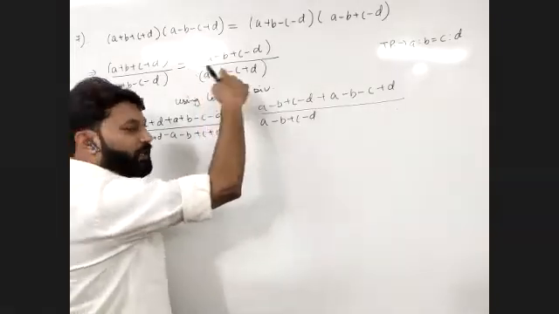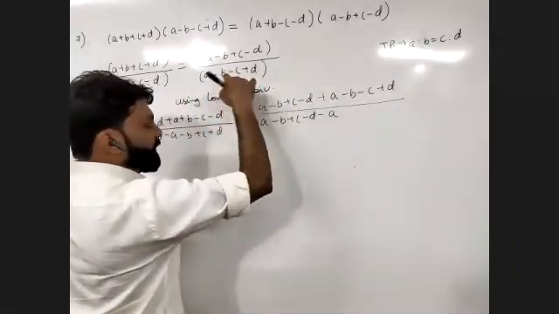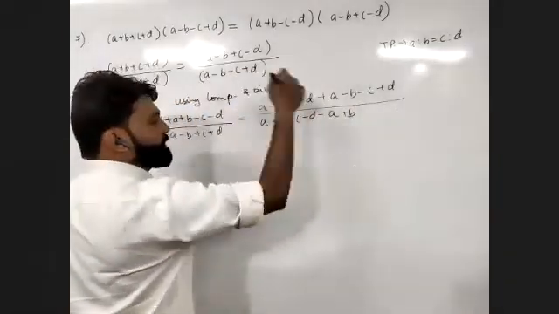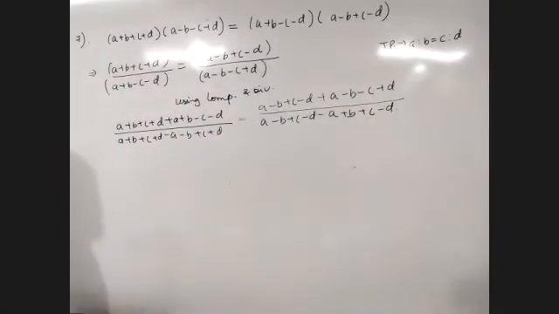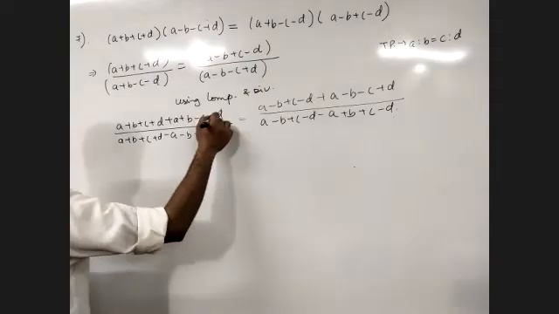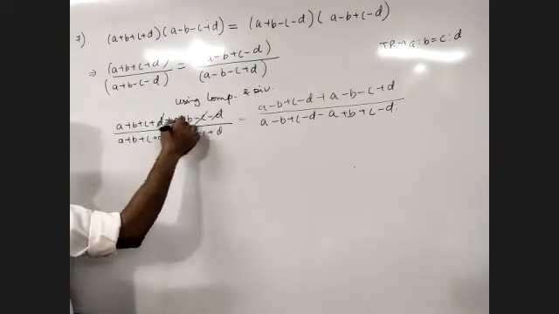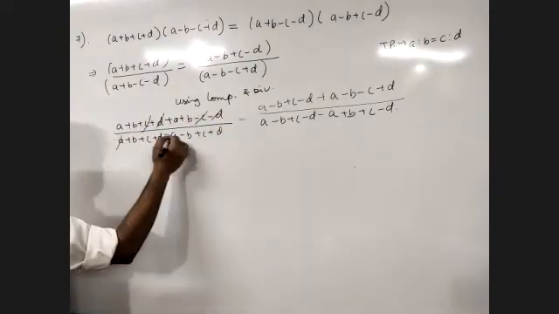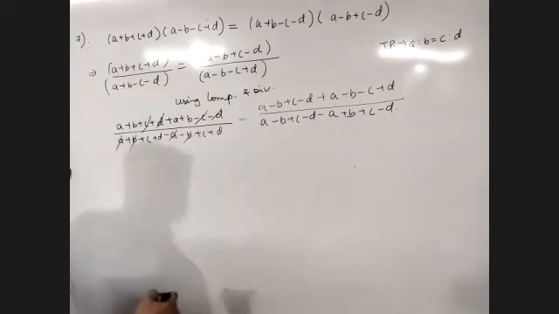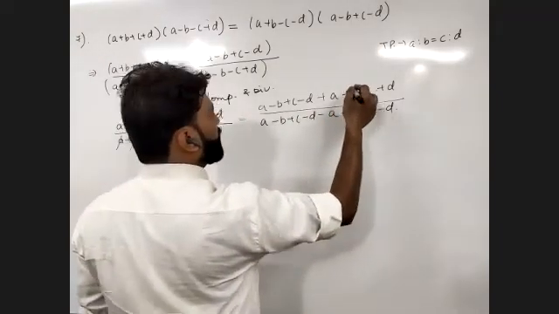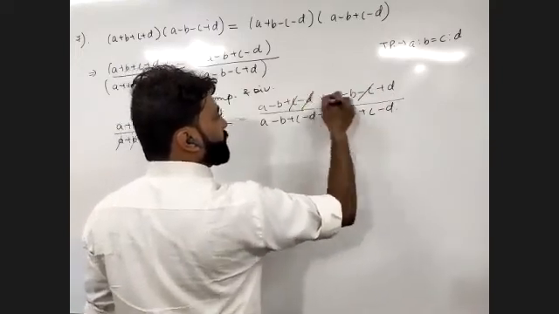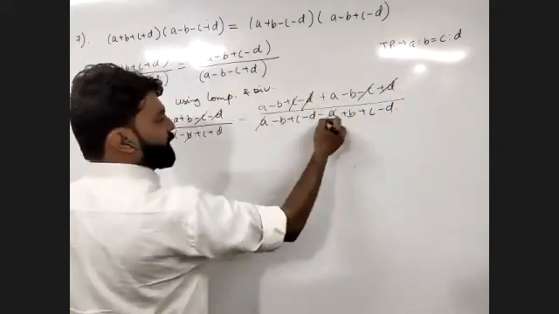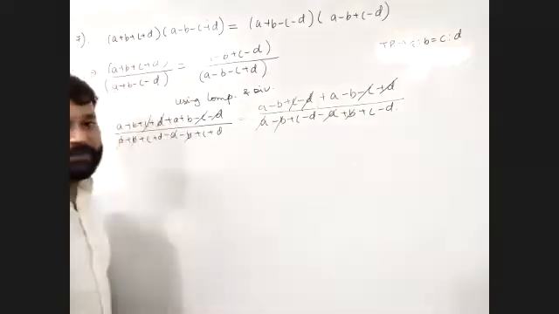So this plus a will become minus a, minus b will become plus b, minus c will become plus c and minus a. अब clear हो गया. So minus d plus d, minus c plus c, plus a minus a plus b minus b, plus c minus d plus d, plus a minus b plus b.